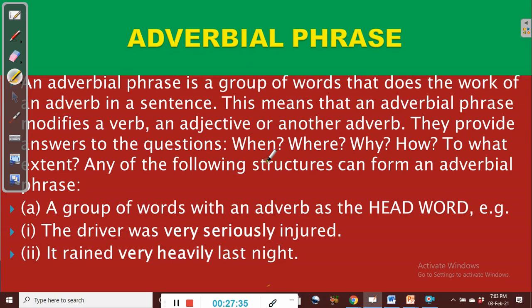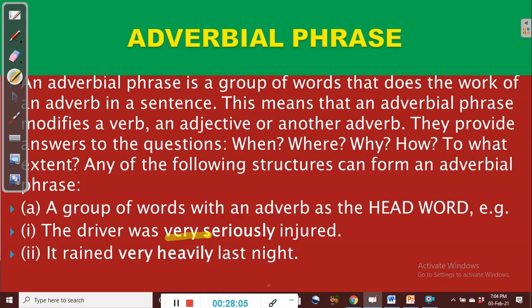We have a number of structures that can form an adverbial phrase, just as we looked at different types of structures that can form an adjective phrase. We also have different types of grammatical structures functioning as an adverbial phrase in English sentences. The first one is a group of words with an adverb as the head word. For example, the driver was very seriously injured.